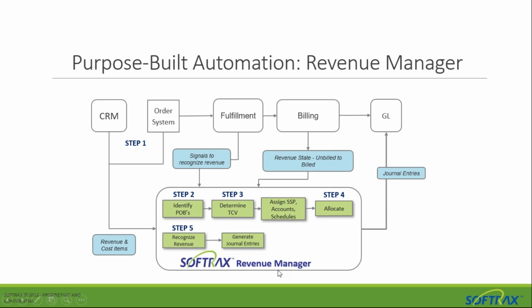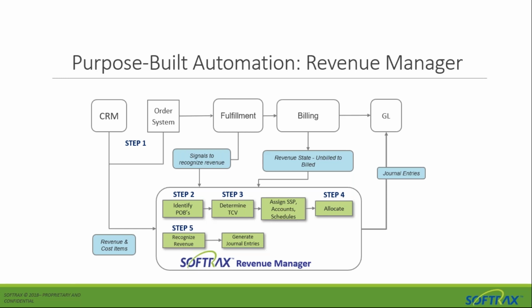Now, in the upstream, you can see CRM, order system, fulfillment, billing, and GL. Those could all be one platform, or they could be multiple. Tim's using 20 or 30. So it could be 20 or 30, or it could be one. It could be one ERP system. That depends on your business model and what's best for you.